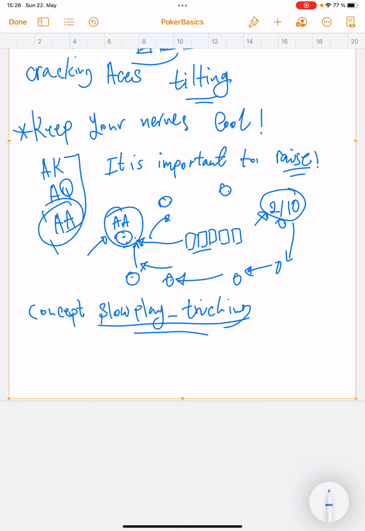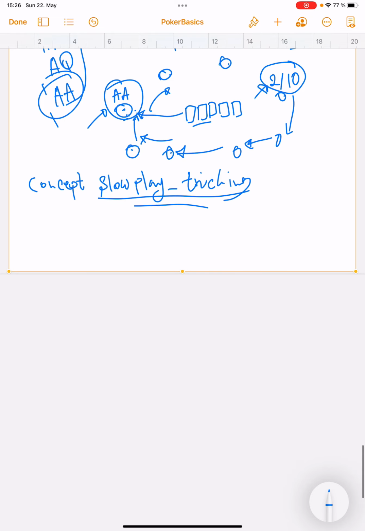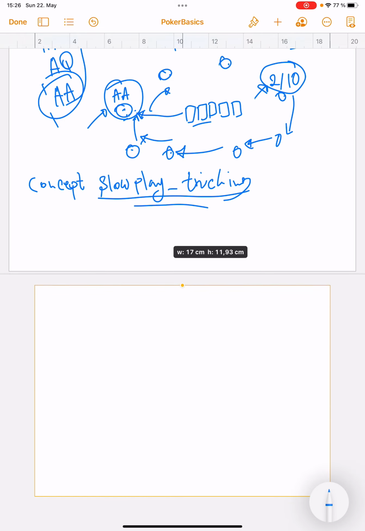Let me think about. Oh, then there is another situation.